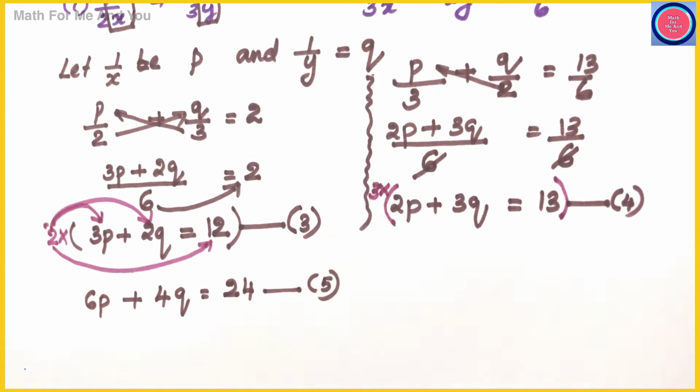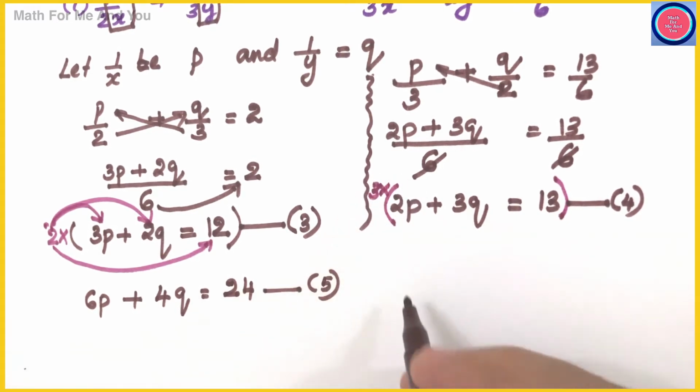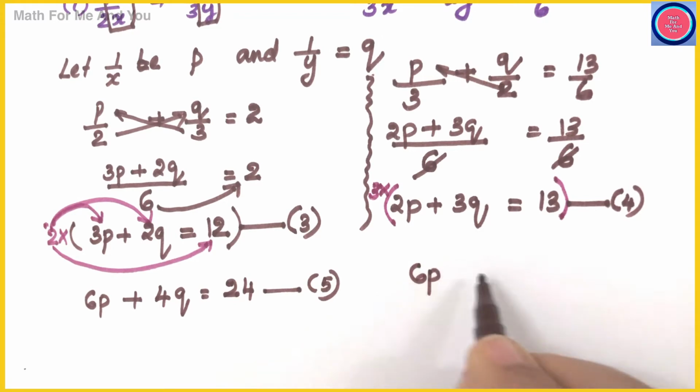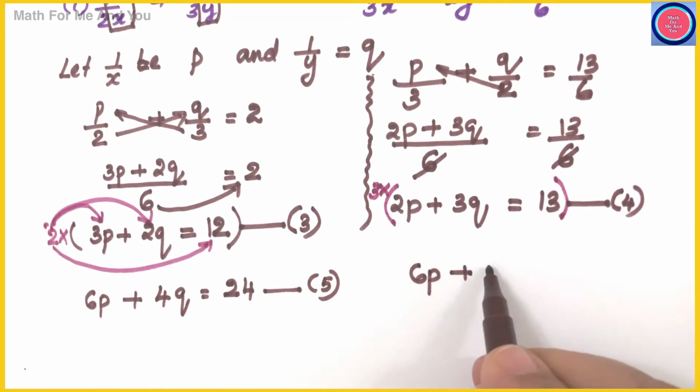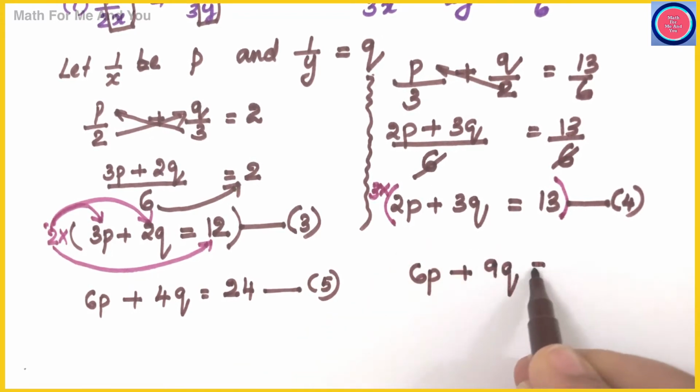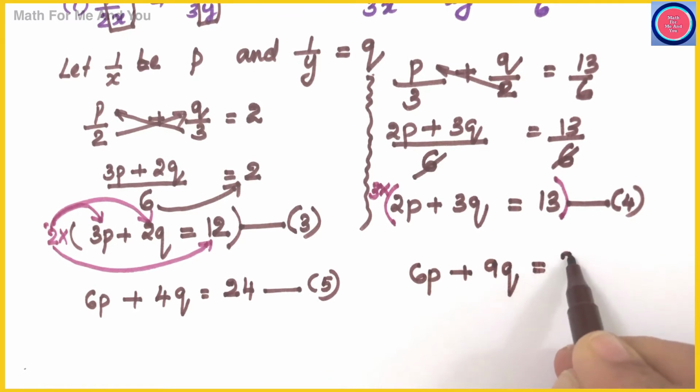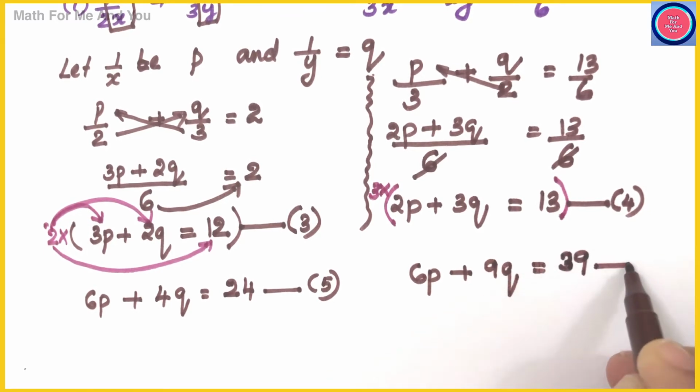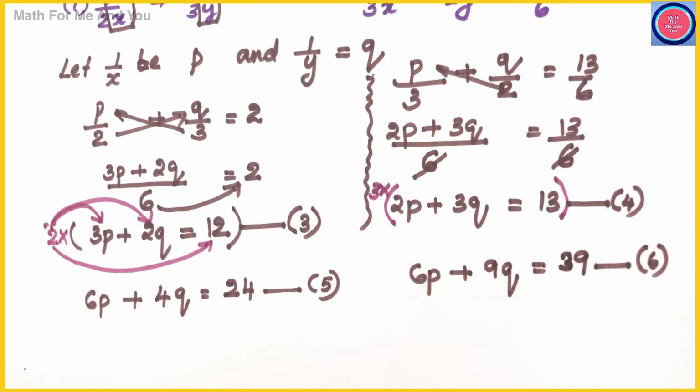Remove the bracket. That means multiply with 3. We get the term 6p. See, the coefficient of p is now equal. Now 3 times 3q is 9q, equals 3 times 13. How much? 39. This is also a new equation. Let it be equation number 6.